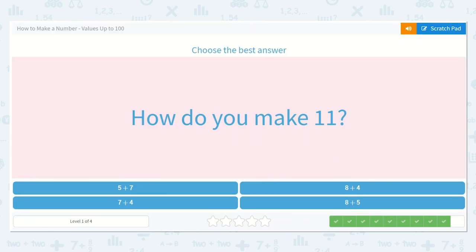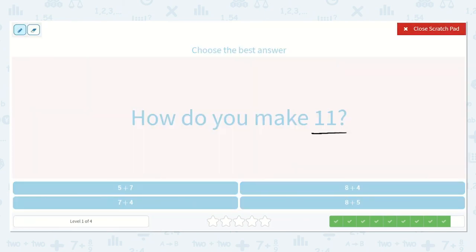Next, it asks us, how do you make 11? Here we have 7 plus 5. Let's make 5 dots. 1, 2, 3, 4, 5. Start with 7, 8, 9, 10, 11, 12. 5 plus 7 is equal to 12.